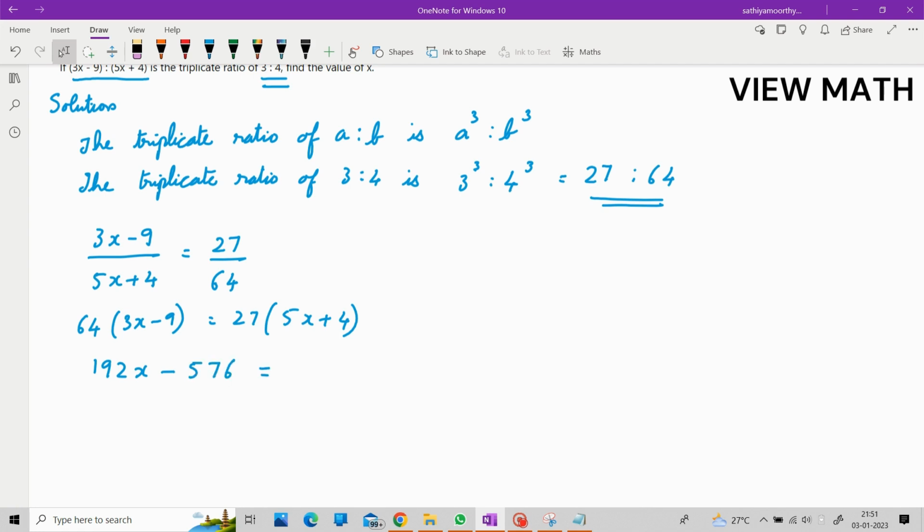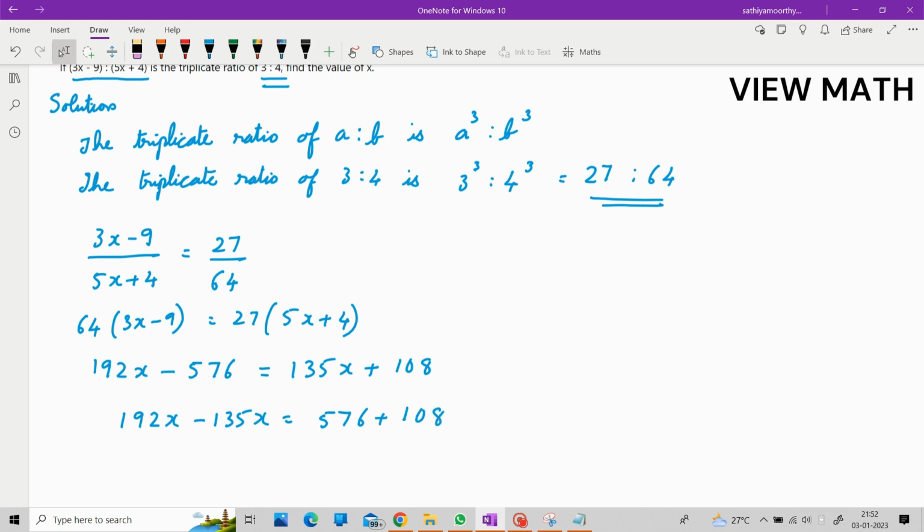This is equal to 27 into 5 is 135x plus 4 into 27 is 108. So let me bring the x term to one side. 192x minus 135x is equal to, let me bring this 576 to the other side. I'll be getting 576 plus 108.